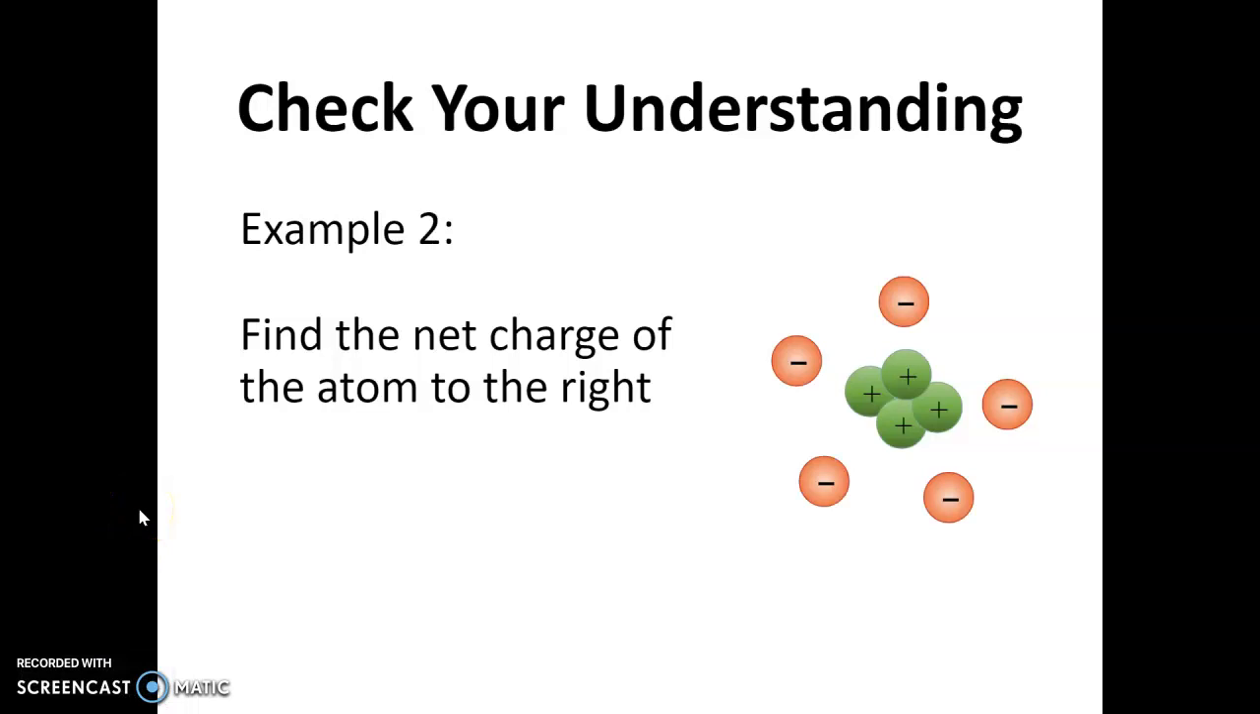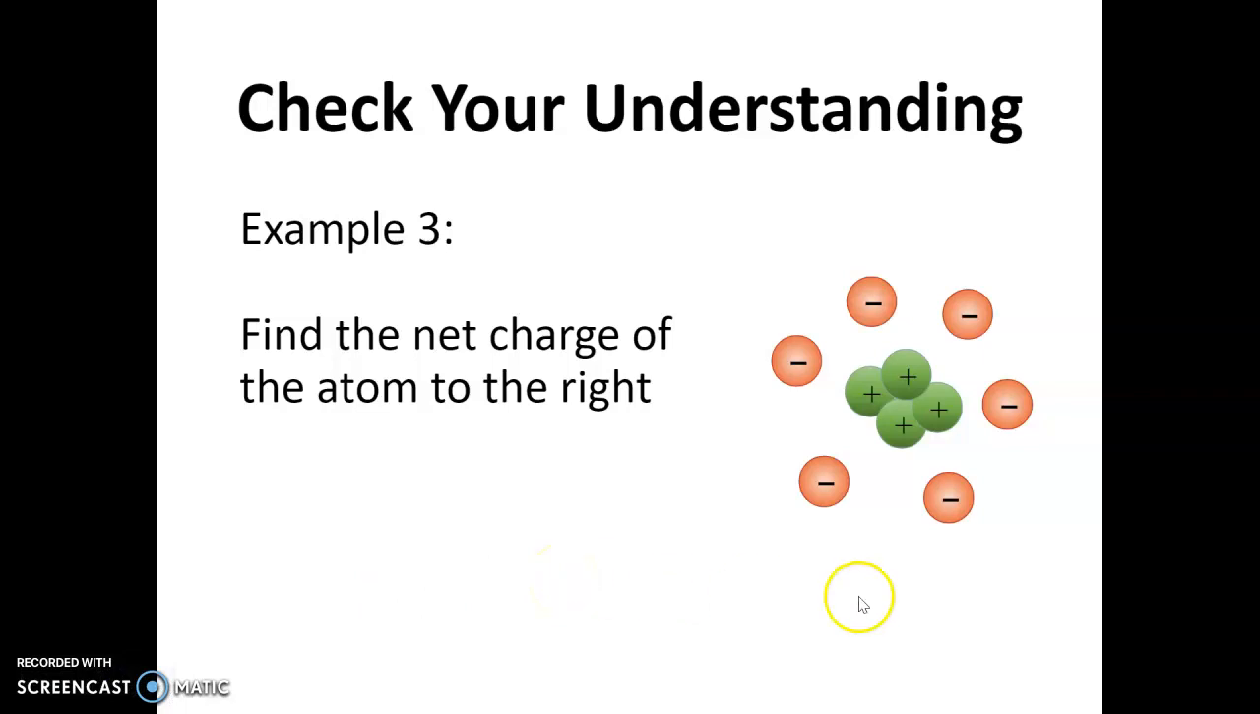Example 2, go ahead and pause and try to figure out what the charge is. So we have, again, 4 positive protons and 1, 2, 3, 4, 5 negative electrons. So +4 plus -5 is going to give us an overall charge of -1. So this atom would have a charge of -1.